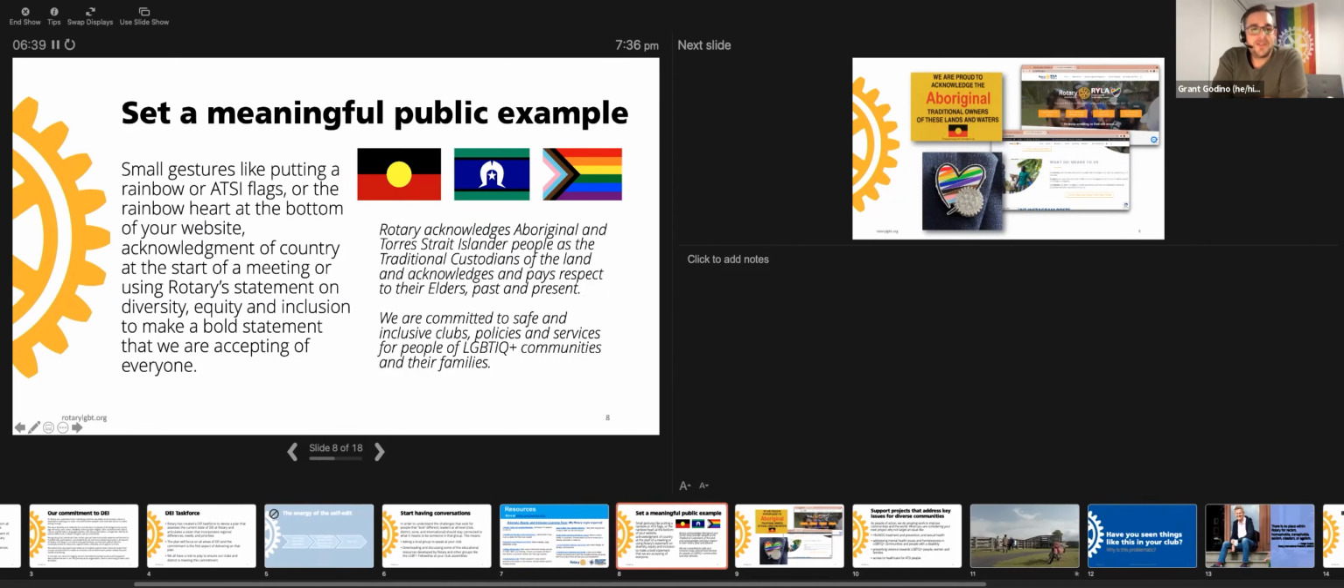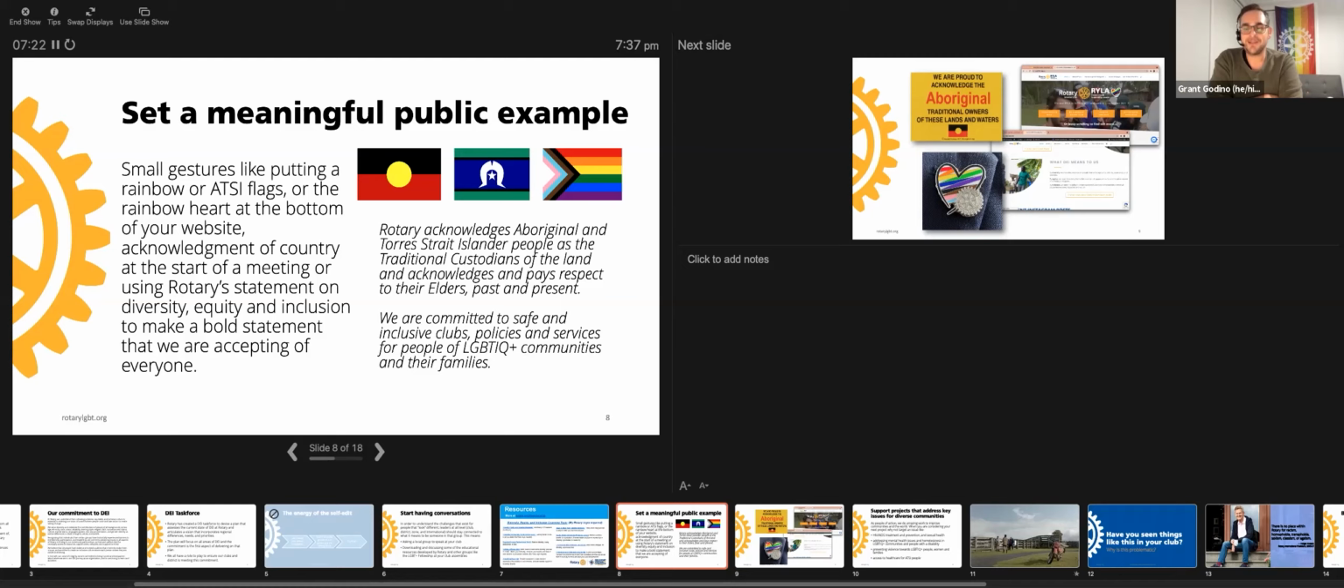My next little step in the journey is about setting a meaningful public example. So small gestures like a rainbow or an ATSI, Aboriginal and Torres Strait Islander flag, or the rainbow heart that I had on the front page that the fellowship has created, on the bottom of your website, or on a resource that your club makes. Things like making an acknowledgement of country at the start of a meeting, or putting Rotary's statement on DEI somewhere in your resources, in your membership pack, on your website, things like that. Make a really public example that your club is welcoming and open to people that look different.